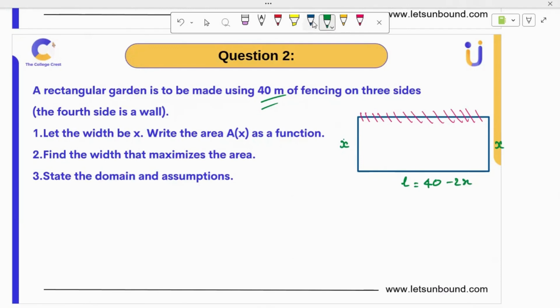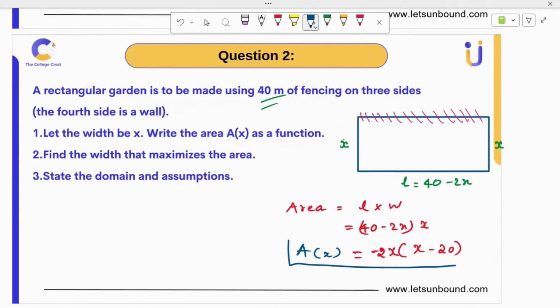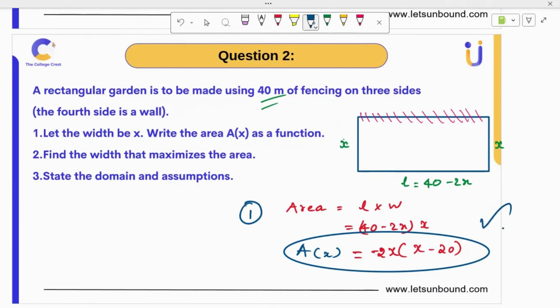Now, how can I write area as a function? Area is length times width. I have length 40 minus 2x, and the width is x. This is enough, or you can represent it in factored form or standard form, which would be the best, I would say. So let's take minus 2 outside of it, you will get x minus 20. Let me write it in order: minus 2x, x minus 20. This is A of x. Try to make it a single variable. The data will be available, you just have to make a relation between them. So the first part is over, right?